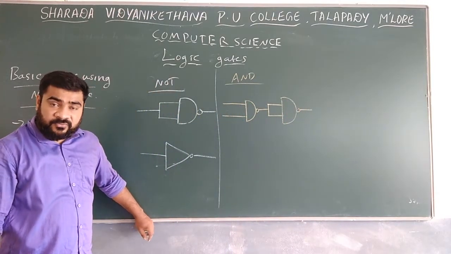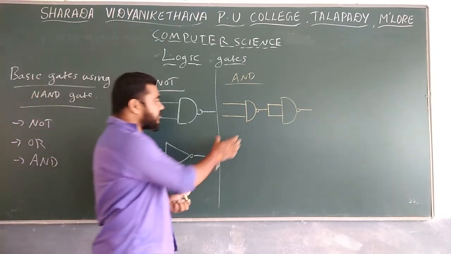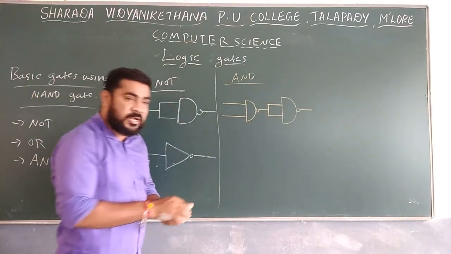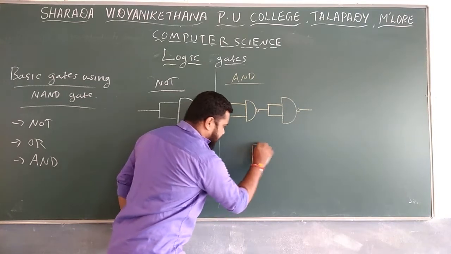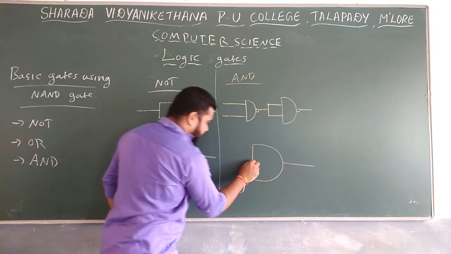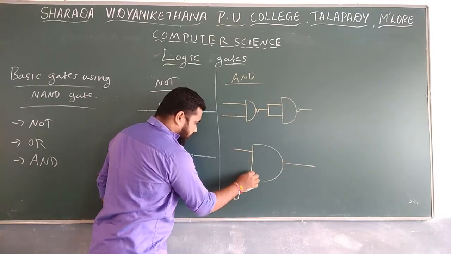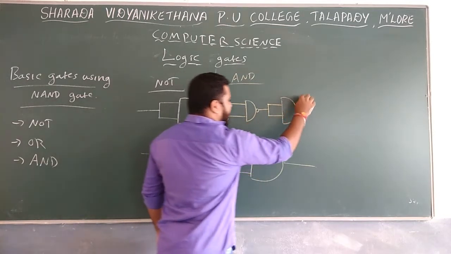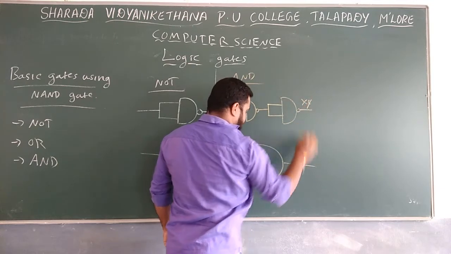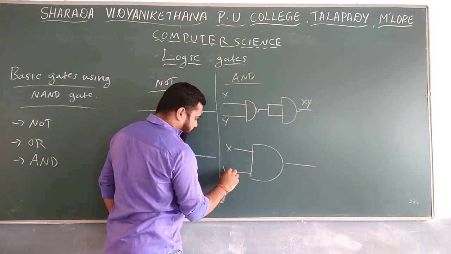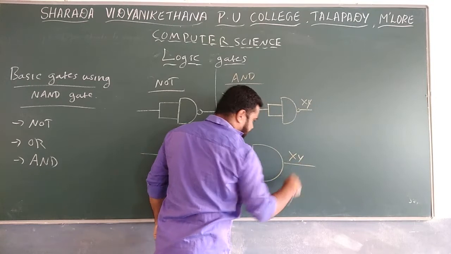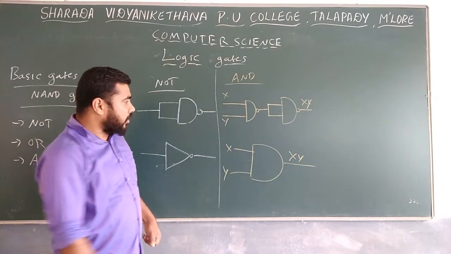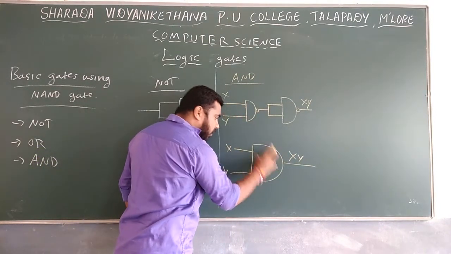This is the circuit diagram for the AND gate. For the AND gate you have to use two inputs and one output. Normally, the AND gate is like this. AND gate has two inputs and one output. If x and y are the inputs, the output will be xy. So these two gates are equal to one gate.